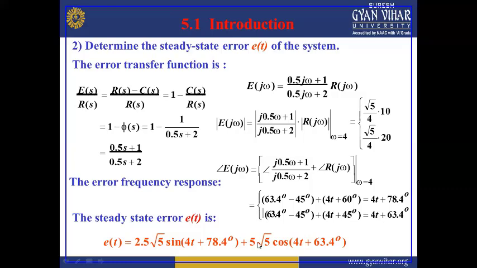So if I calculate e(t), the steady state error, it can be written as 2.5 root 5 into sine of (4t plus 78.4 degree) plus 5 root 5 into cos of (4t plus 63.4 degree).